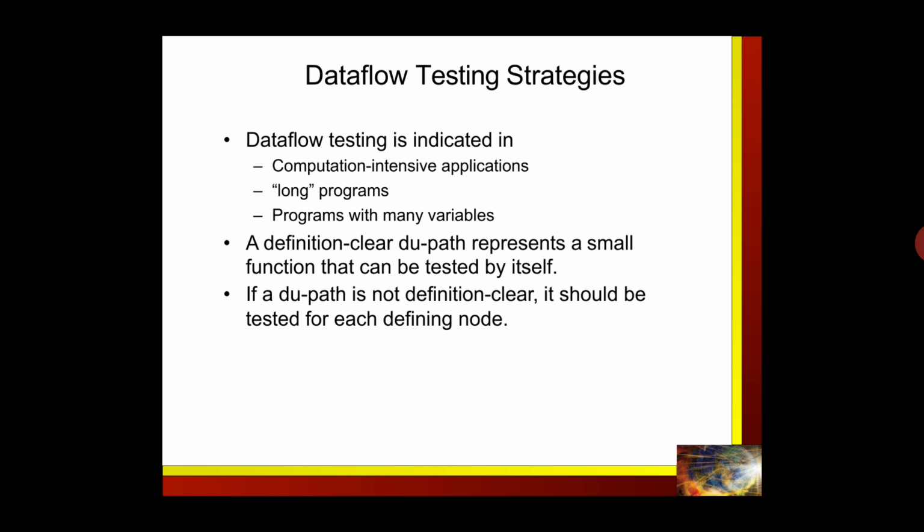Coming to the DU path, if a DU path, definition use path, is not definition clear, meaning there are many definitions between the defined point and the use point, then it should be tested for each defining node. In a DC path, it can be tested by itself, but in a DU path we need to test for each defining node. That is the point we need to remember, regarding the strategy of data flow testing. So the data flow testing points are actually over.